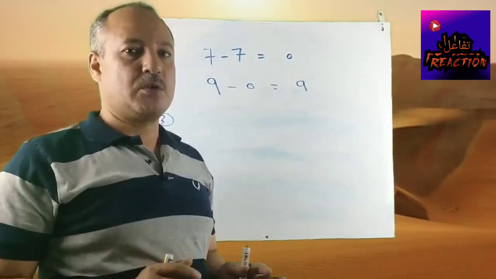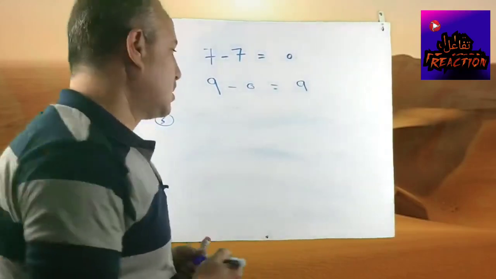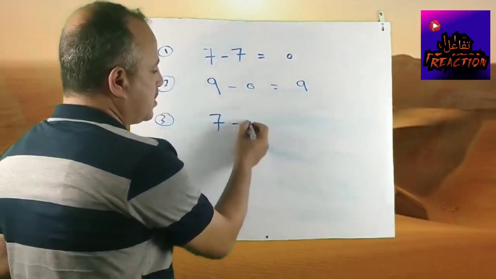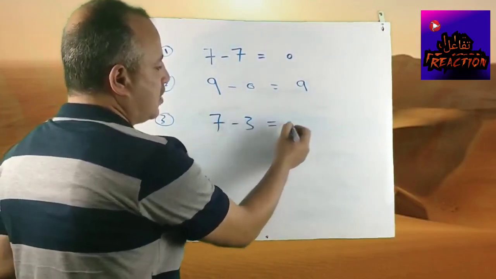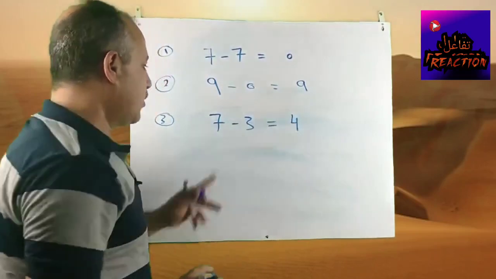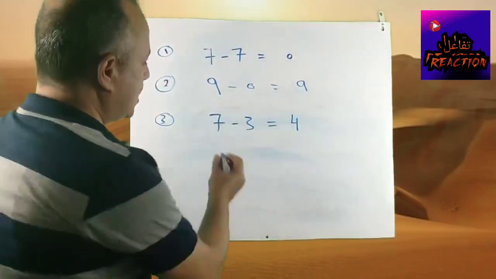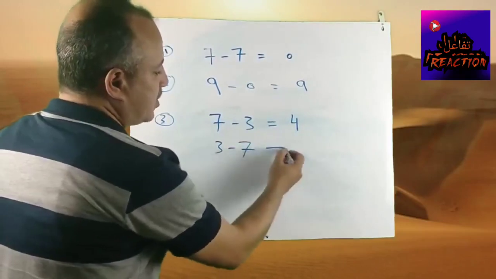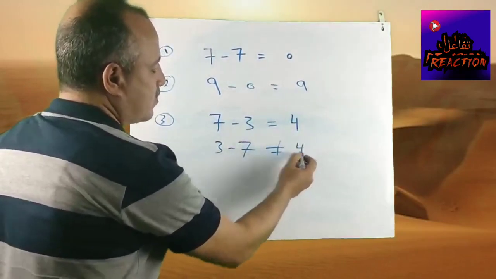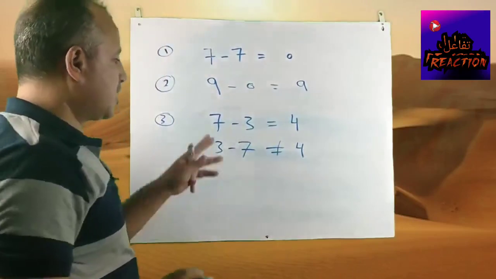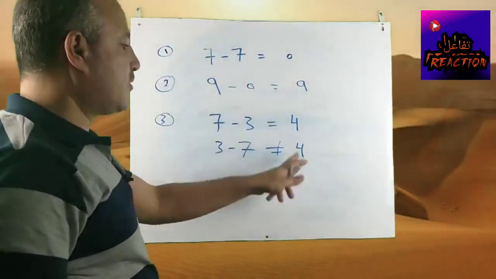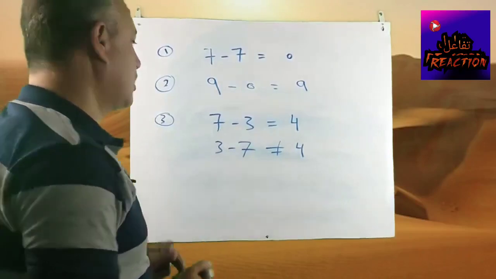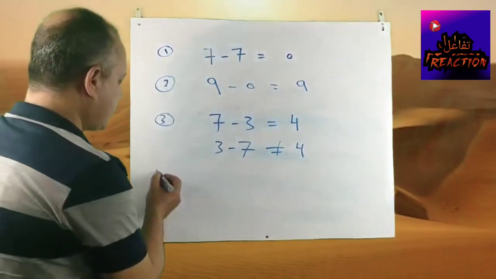Subtraction is not commutative. What does it mean? If I say, for example, 7 minus 3 equals 4. If we change the order of the numbers, 3 minus 7 doesn't equal 4. So by changing the order of the numbers, we don't get the same result. So we say subtraction is not commutative. Number 4.